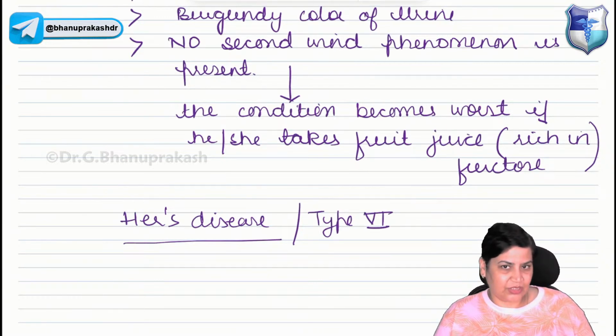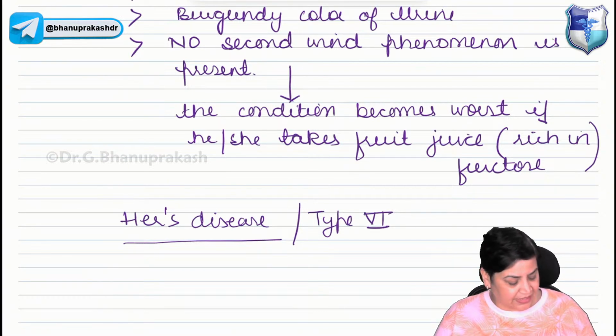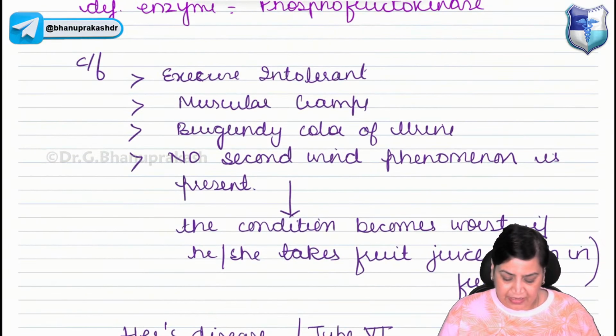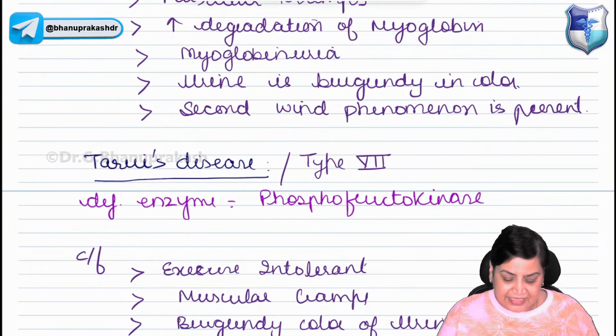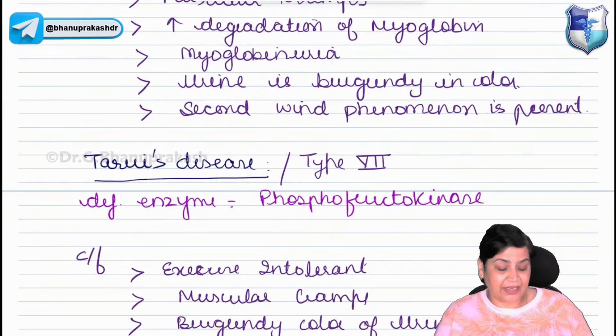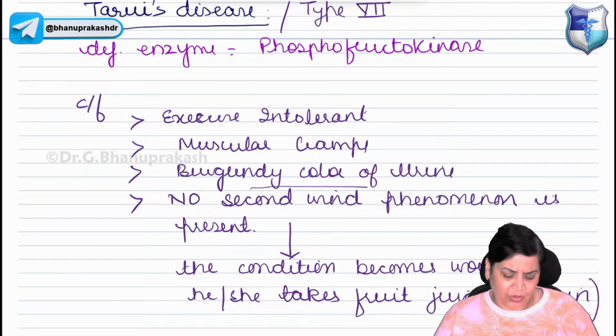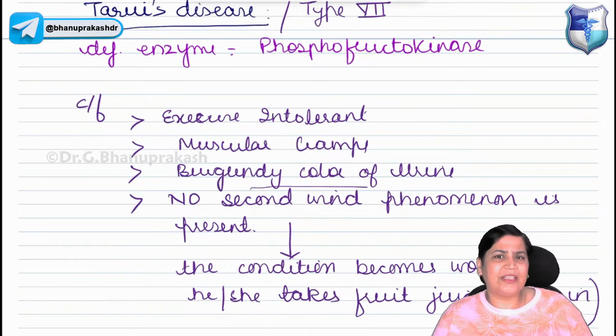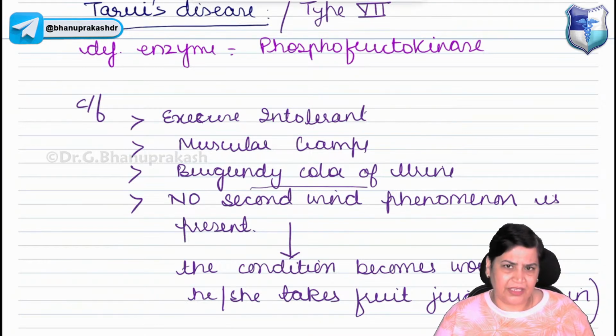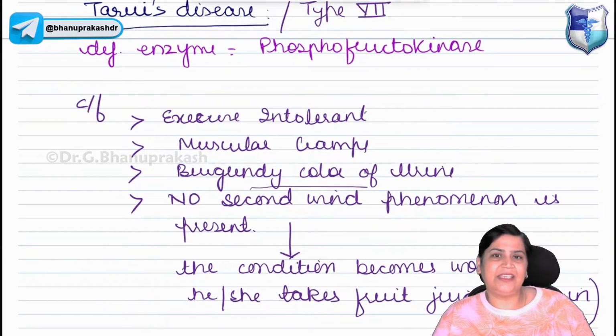Both are muscle storage disorders, but the basic difference here is, see, both are having burgundy color. But the difference is that second wind phenomenon is present in McArdle's, not in Tarui's. In a nutshell, Tarui's disease is a kind of harmful disease also, because the person cannot take fruit juice. If a person takes fruit juice, it deteriorates his condition because he won't get energy. So he cannot get up and start exercising again. But in McArdle's disease, he can.